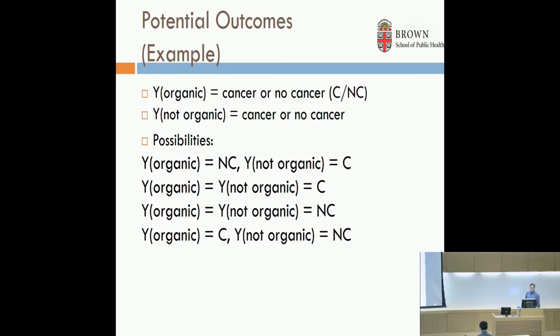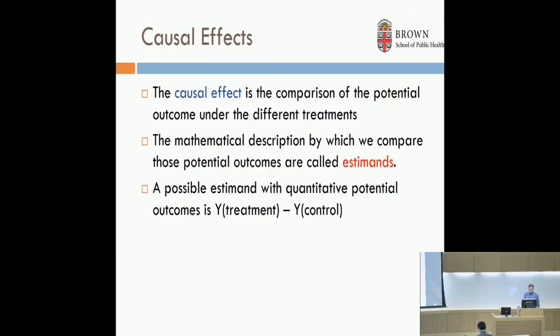Like, under organic I don't have cancer, and under not organic I have cancer, and all those other possibilities. So under both of them I have cancer, under both of them I don't have cancer, and under organic I have cancer while under not organic I don't have cancer. So those are the four possible combinations. And then the causal effect is a comparison of those two values. Okay, so there's a comparison under the treatment and a comparison under the control.